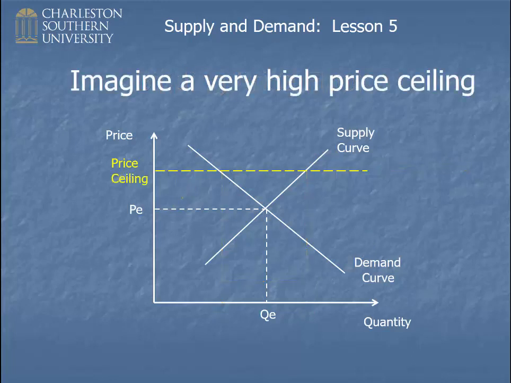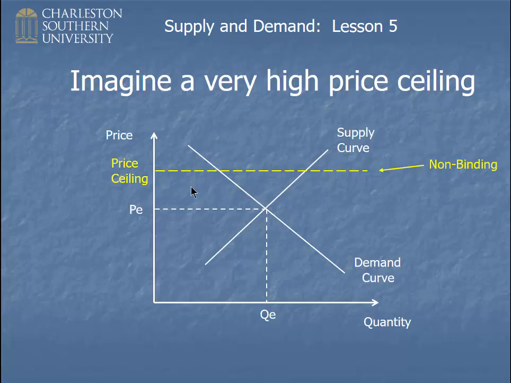Okay, so let's do the other one. Let's imagine a very high price ceiling. Remember now, a price ceiling is a law that says the price may be below the ceiling, it just may not be above. In this case, it would be non-binding because the natural order of affairs is setting the price here at equilibrium, which is below the ceiling, doesn't violate the ceiling, so it would be non-binding.